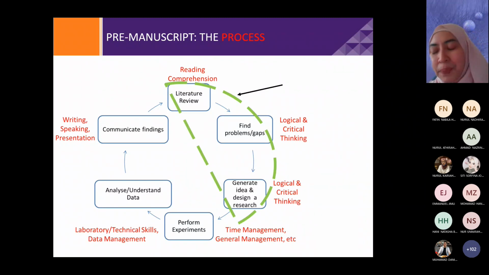Okay, once you are clear with the problems and you come up with your own design of a research, what you need to investigate, what you need to know, what you need to discover, then that will be your methodology. A method is where you design how you will perform your research. So you will cover, okay, in this green area, the literature review up to design a research.